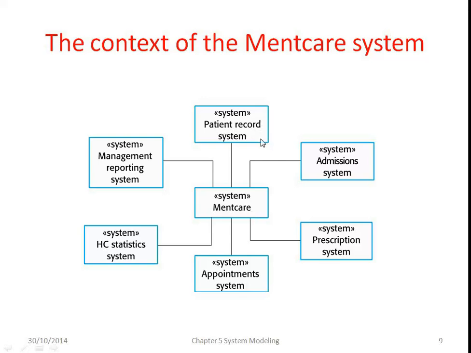The patient record system contains all the records of the patient. When a patient is initially admitted to the mental care hospital, that is the admission system. The doctors can prescribe the dose to the user, that is the prescription system. The appointment system takes the appointments of the doctors. So all these systems communicate with the system.